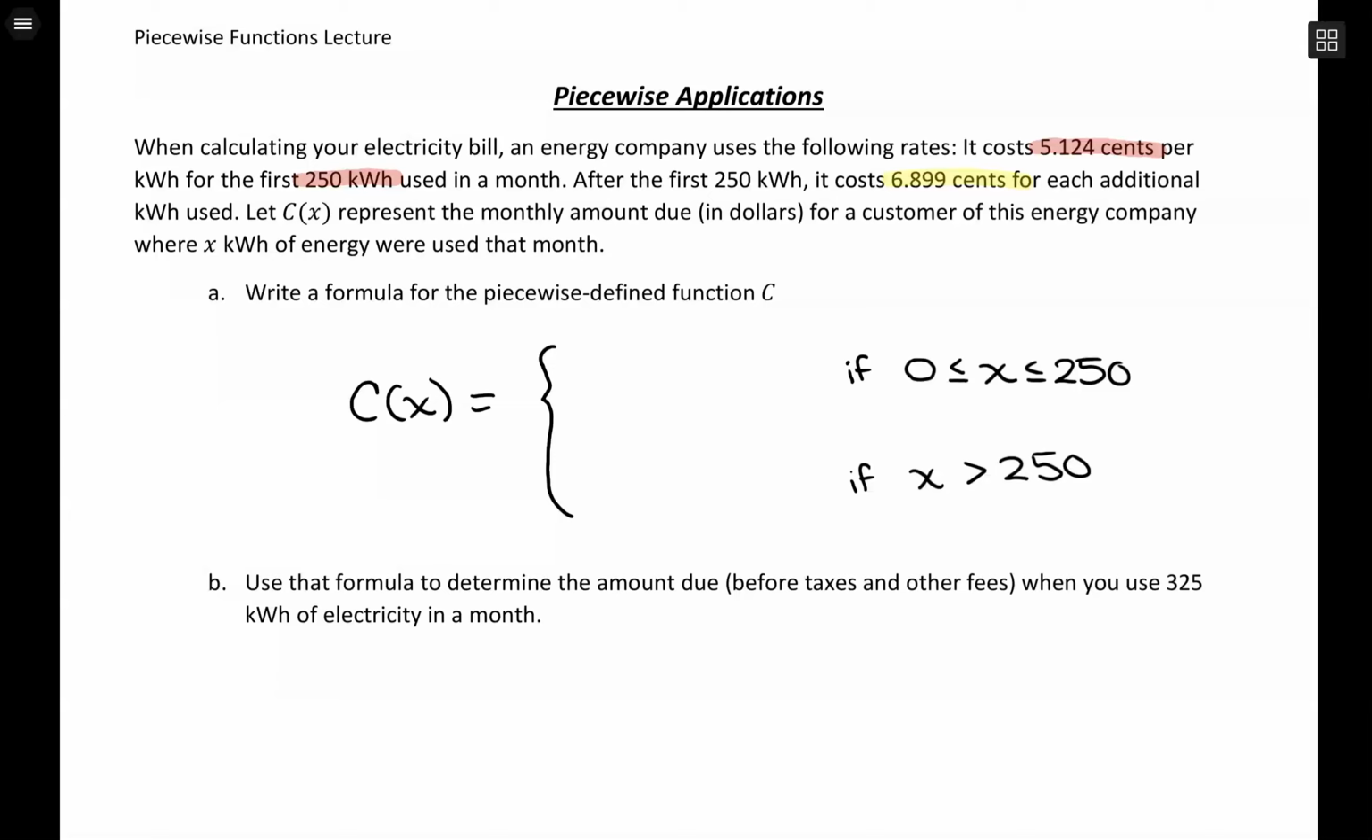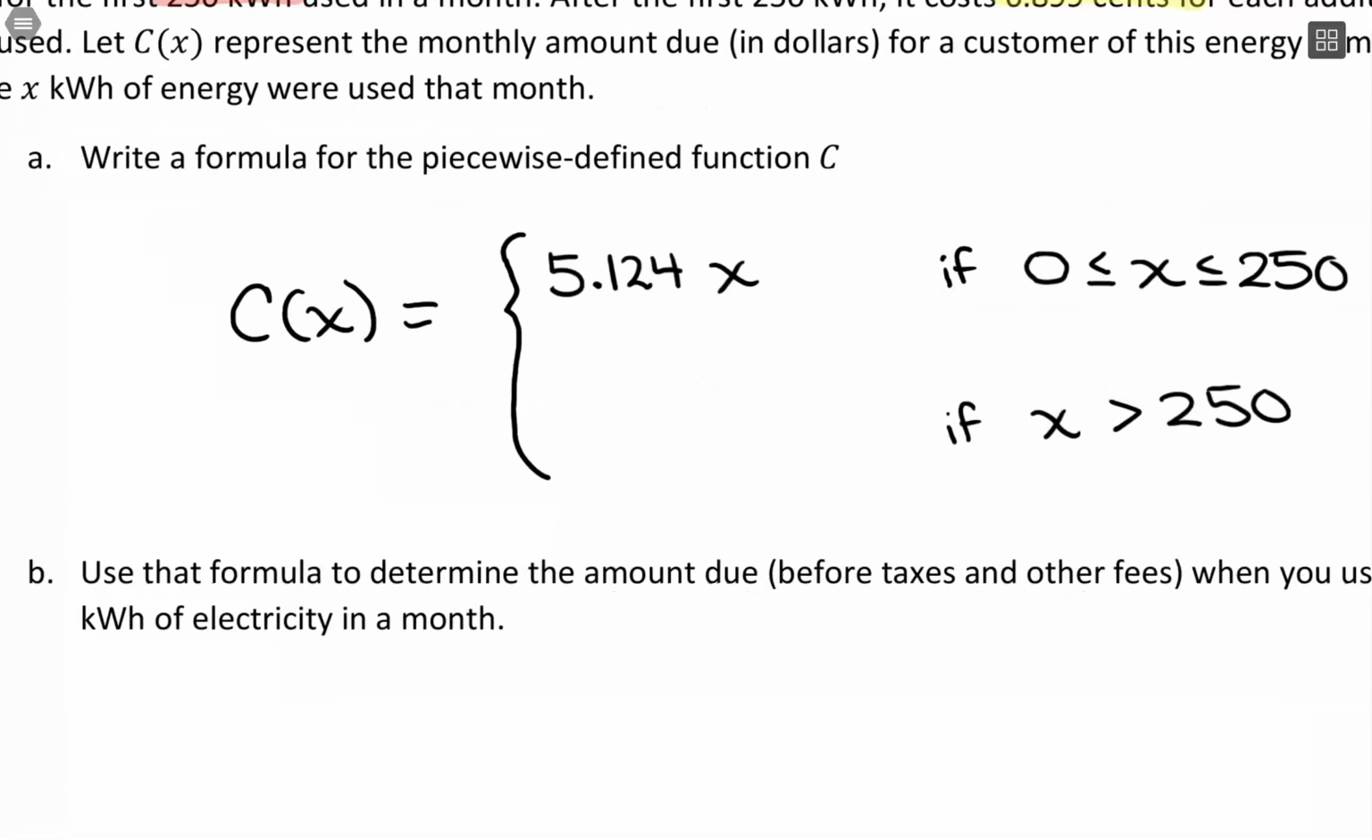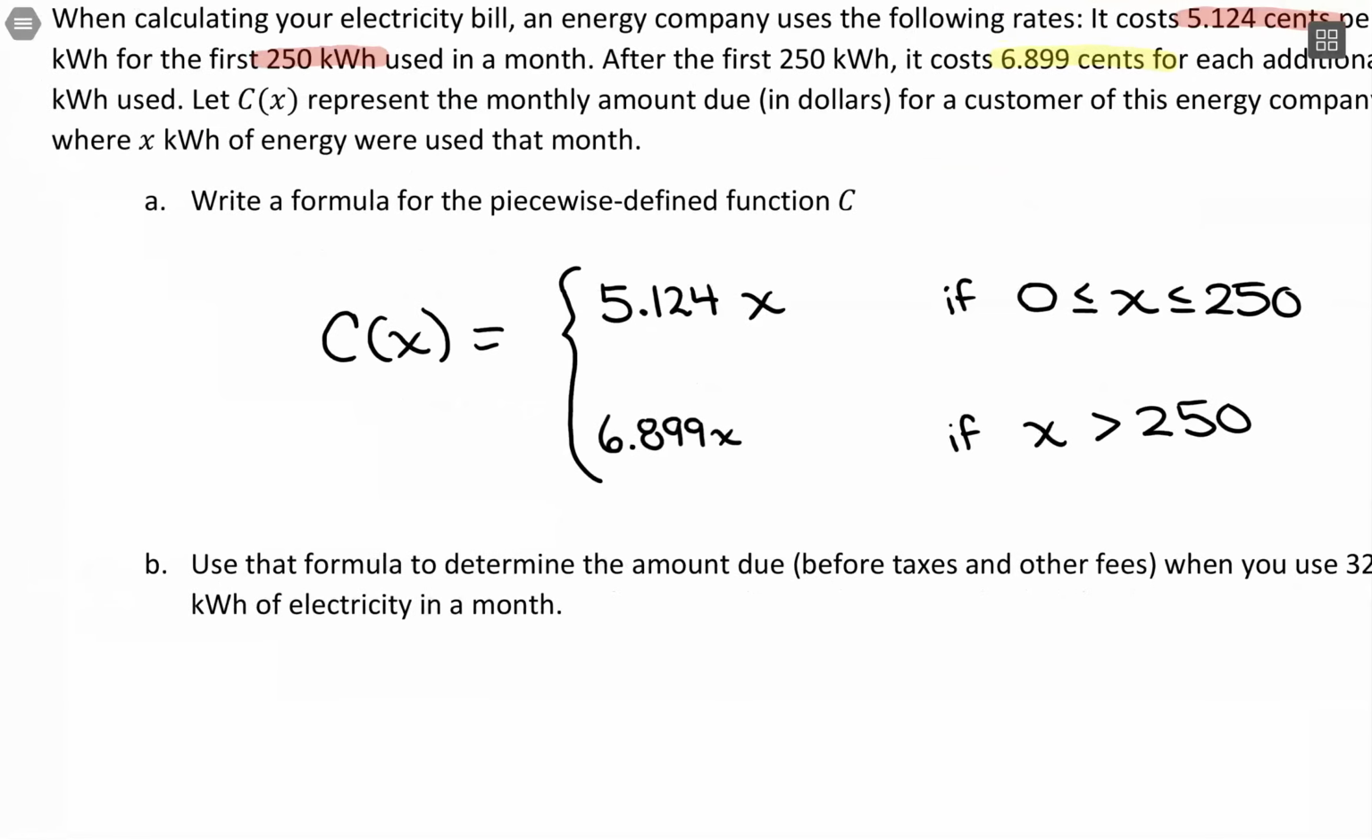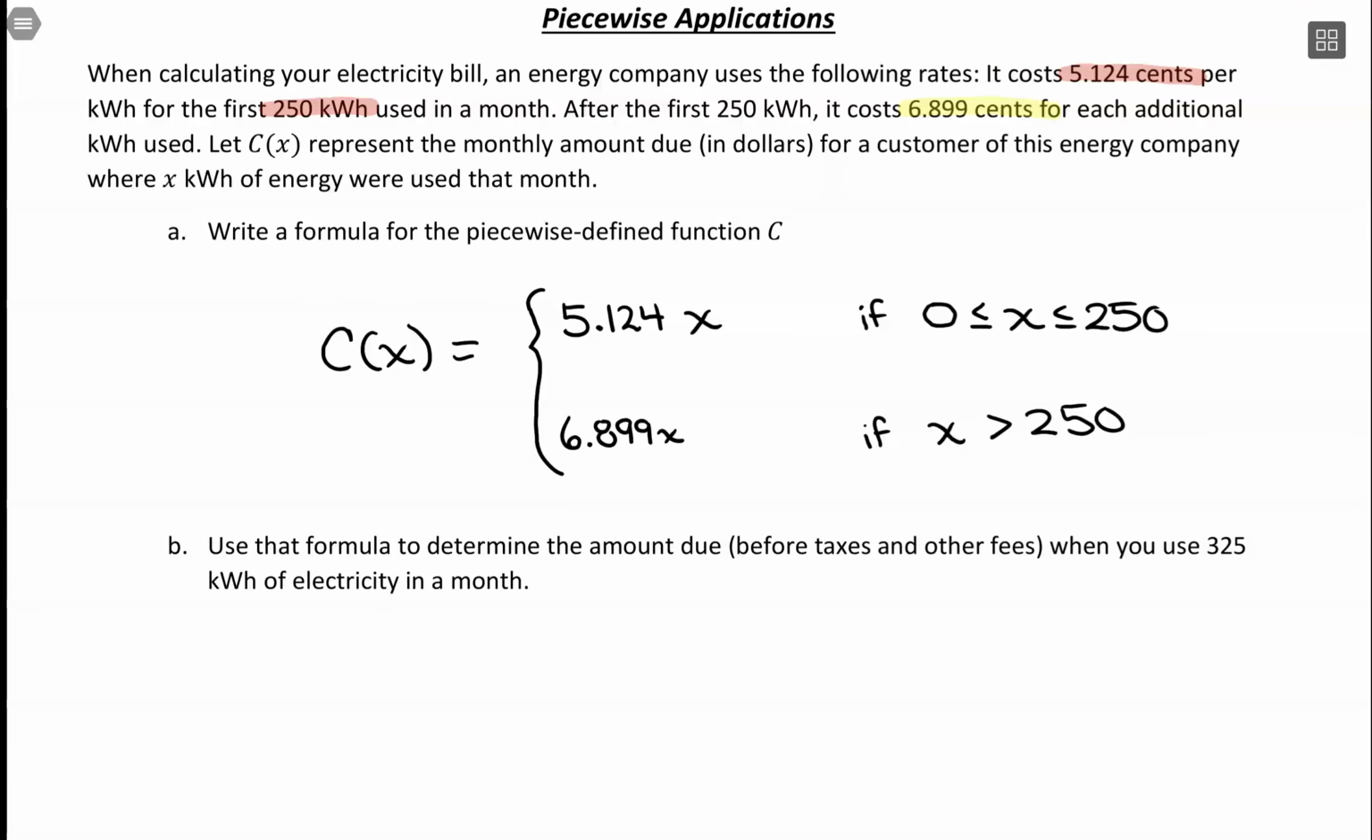So for the first 250 kilowatt hours, it's that 5.124 cents per kilowatt hour. So what we're going to do is take 5.124 times x. And that's how we would calculate our bill if the input's between 0 and 250. Now beyond that, it's 6.899 cents for each additional kilowatt hour used. Now, if I just did 6.899 times x, that isn't accurate. It's wrong.